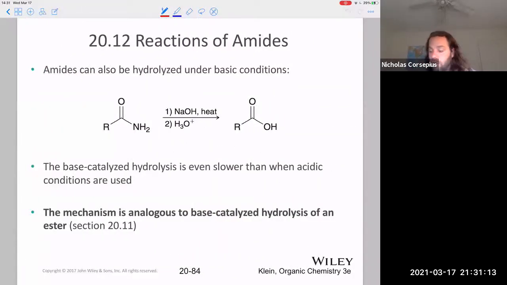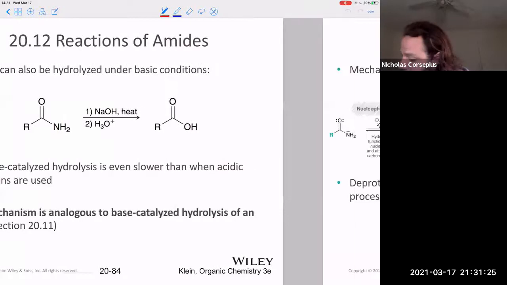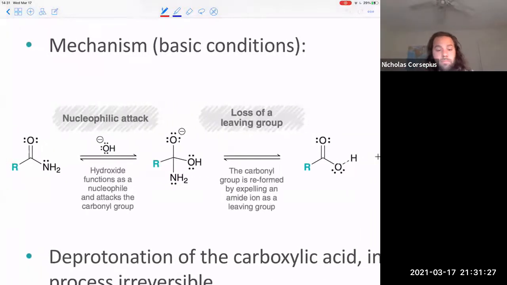Okay, we can also have that saponification type reaction that happens, or a base catalyzed hydrolysis of the amide. It turns out to be even slower than the acid catalyzed hydrolysis, but nonetheless, it's important that we understand how to do a mechanism for it. You have your hydroxide. So under basic conditions, that first step is just nucleophilic attack, creating our tetrahedral intermediate.